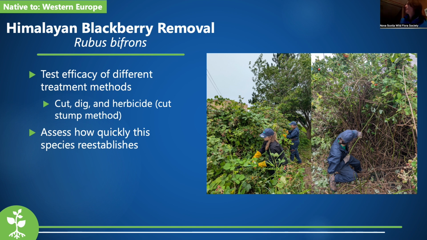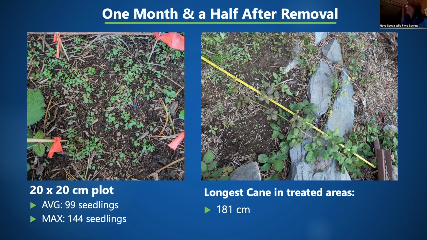And then we visited the site a month and a half afterwards. We took just a few measurements to see what it was looking like. In terms of seedling density, it was quite high in just a 20 by 20 centimeter plot. We were seeing about 99 seedlings on average, with a maximum of around 144. So it has a very high amount of seedlings growing from that area. Though, to be fair, that soil probably hasn't seen the light of day in who knows how long. So it has quite a lot of seed buildup.